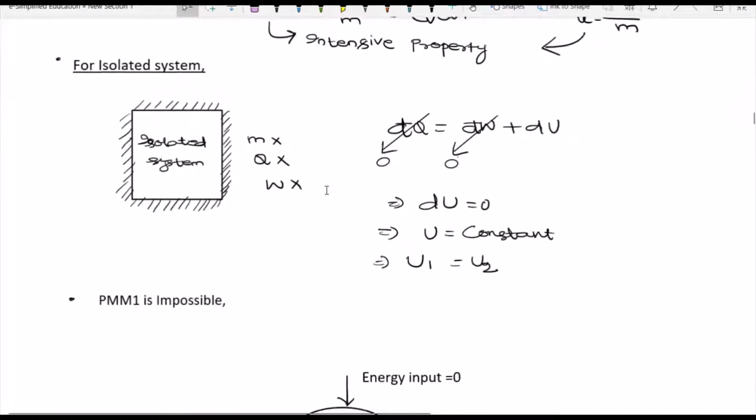Next, for an isolated system, what is the value of internal energy? For an isolated system, there is no mass transfer and no energy interactions. So there is no mass transfer, no heat transfer, no work transfer. From the first law we can write dq equals dW plus dU, but these are 0, so dU will be 0. So U will be constant. That means the initial internal energy will be equal to the final internal energy.